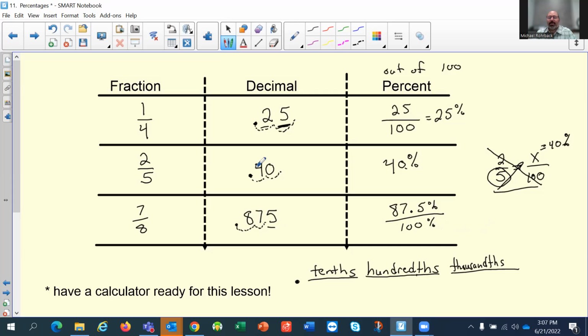Okay, so decimal to percent, multiply by 100. Well, that means from percent to decimal, you can just divide by 100. So if you're going this way, just multiply by 100. If you're going this way, divide by 100. It is really that easy. It goes back and forth. Okay, so that's starting with fractions.